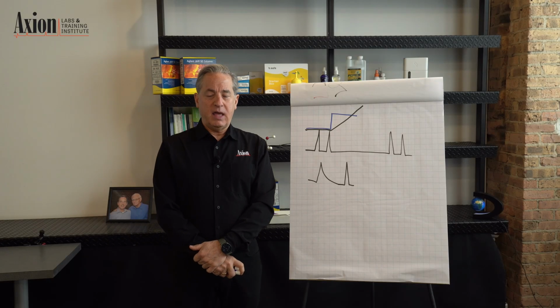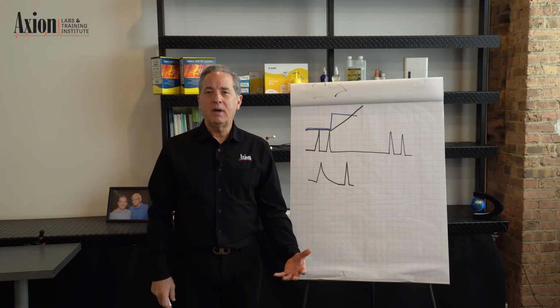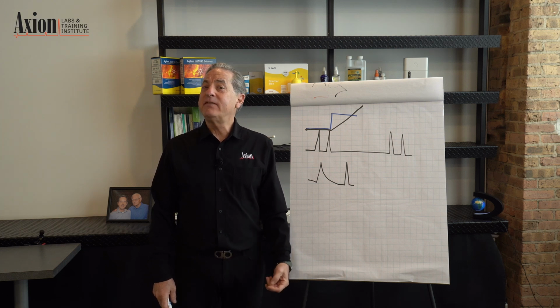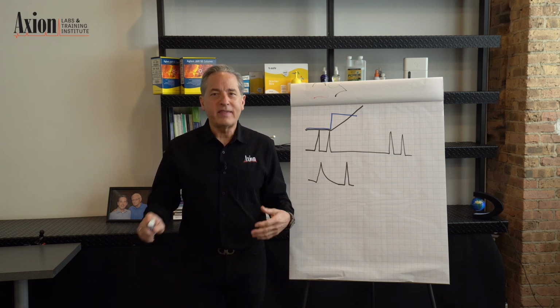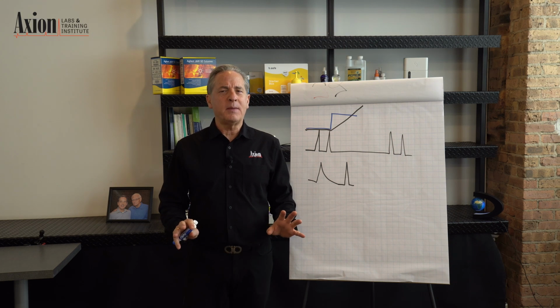It sounds like they have a reproducibility problem. They make an injection, they get a certain chromatogram, and they make an injection again, and they get a different chromatogram. So I don't care that the second one's right. To me, it's like, wait a minute, why are we getting two different chromatograms for the same sample?